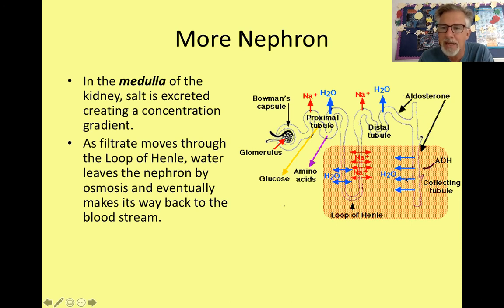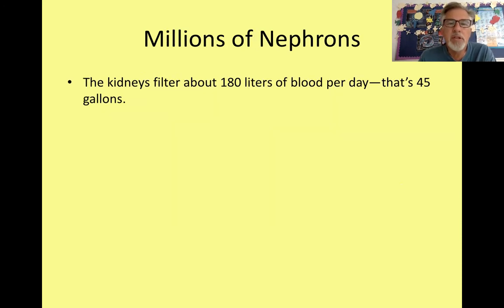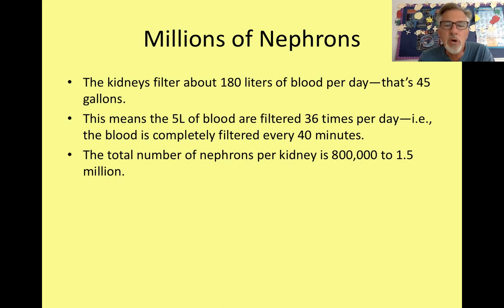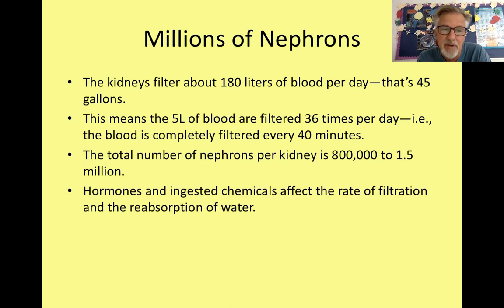of many, many nephrons. So the kidney filters about 180 liters of blood a day. That's 45 gallons. This means that the 5 liters of blood that you have in your body are filtered 36 times per day. If you do the math, and I recommend you do, the blood is filtered on average once every 40 minutes. The total number of nephrons per kidney is 800,000 to 1.5 million, so that's a lot of nephrons.